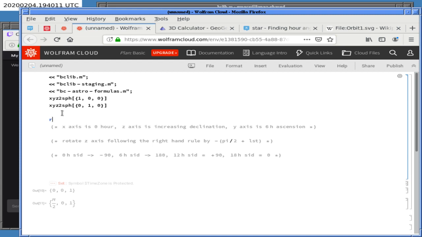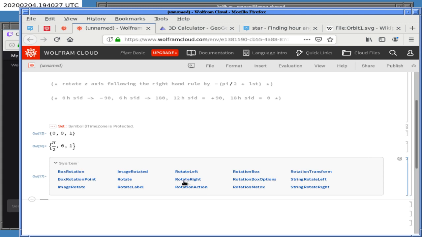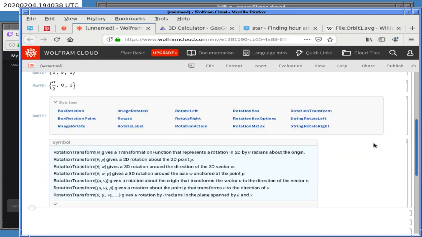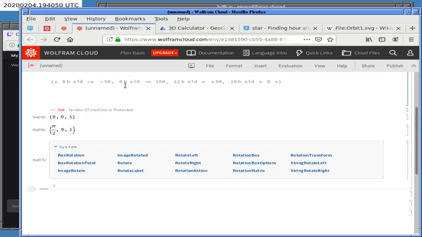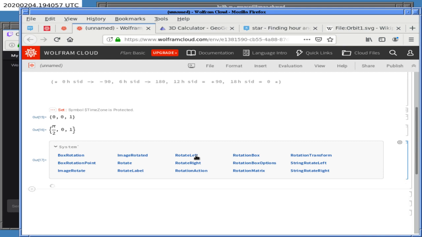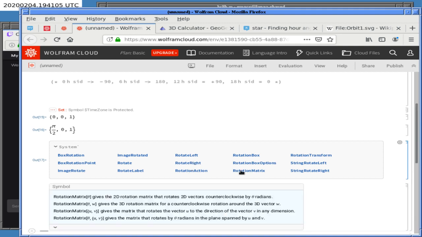Usually their built-in functions, you're better off using them. Okay, let's see what they have. Rotate left, I'm pretty sure that's not rotation transform. Not quite what I want. I want a matrix. Rotate, I don't know if that's generic enough. Let's find out, though. Yeah, unfortunately, this is for graphics. Almost sure rotate left and rotate right are going to be for graphics. Those are for lists. Rotation matrix. Gee, I probably should have gone with that one first, huh? Okay.